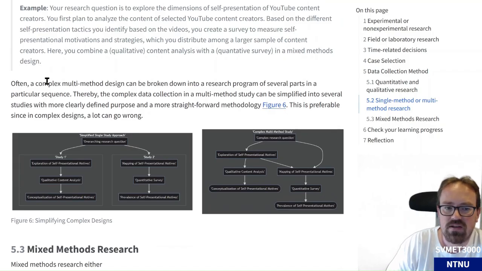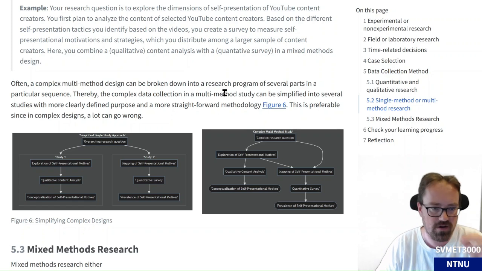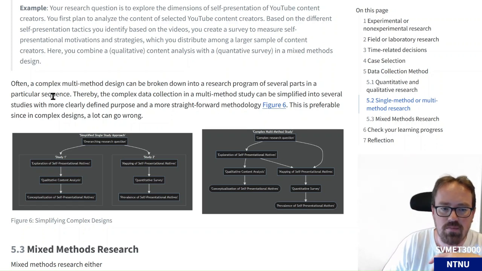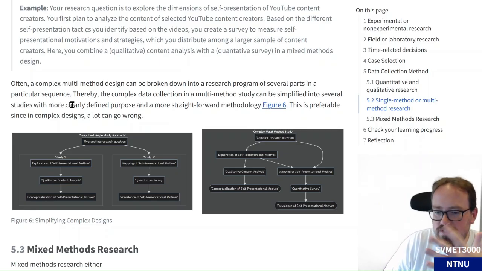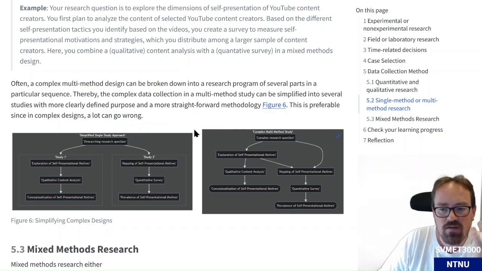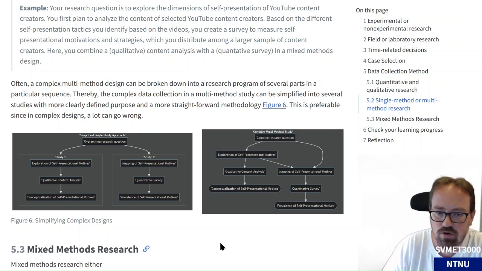But often, such a more complex multi-method design can be broken down into a research program of multiple studies, several parts that you can complete in a particular sequence. That has the benefit of breaking down the complex data collection in a multi-method study into a more simple and manageable single study, two single study setups with clearly defined purposes and a more straightforward methodology. This is, if it's possible, preferable over the more complex designs because there just a lot can go wrong.